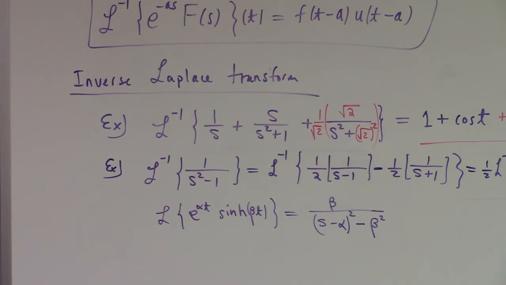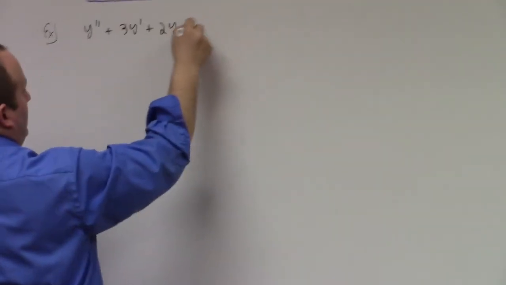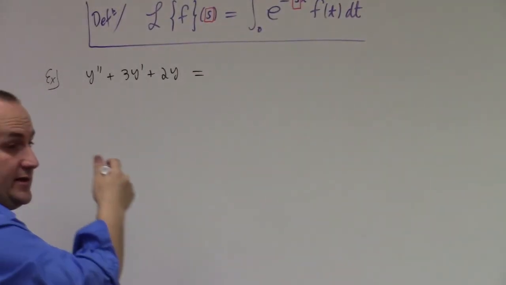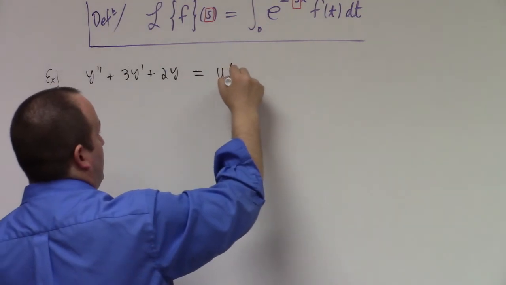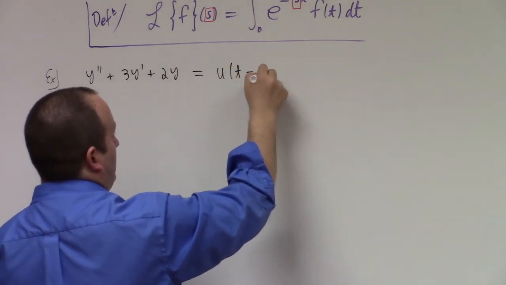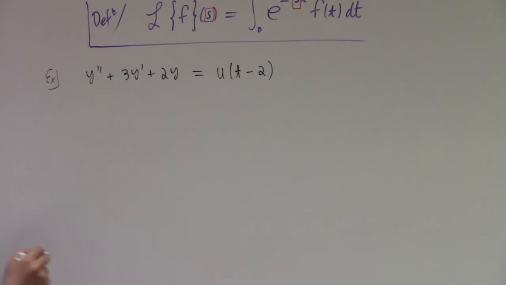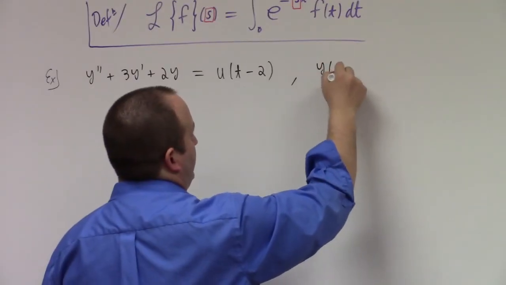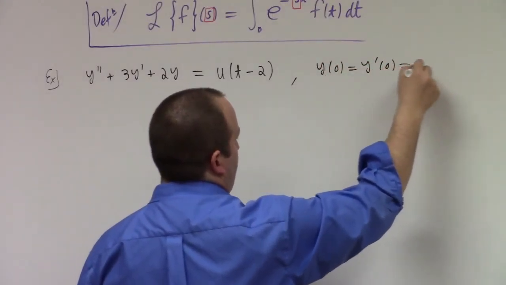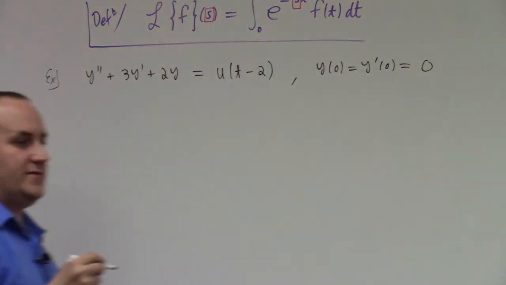Okay, so for example, suppose I want to solve y prime prime plus 3y prime plus 2y is equal to, let's see here, to make it interesting, the unit step function of t minus 2. And to keep life simple, I'm going to assume that y of 0 is equal to y prime of 0 is equal to 0. That will cut down the algebraic difficulty slightly, because basically that's making the homogeneous solution go away.